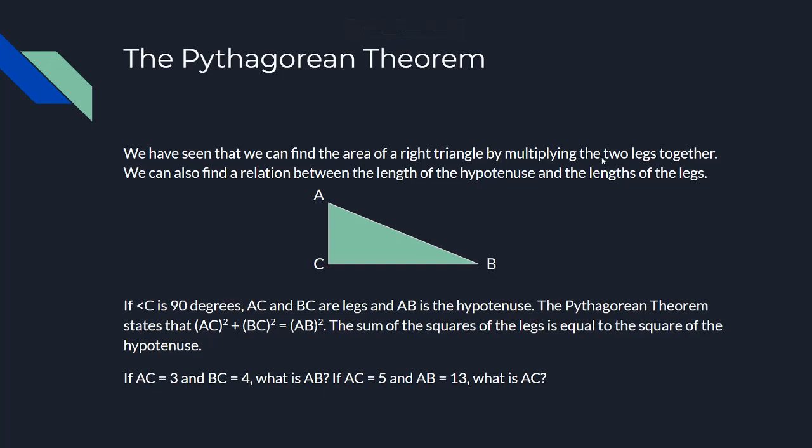So let's try a problem like this. If AC is equal to 3 and BC is equal to 4, what is AB? That is our first question. And second of all, let's say AC equals 5 now, and AB is equal to 13. What is BC? Sorry, that should be BC. I don't know why that's AC. So I'll give you 5 seconds to pause the video.